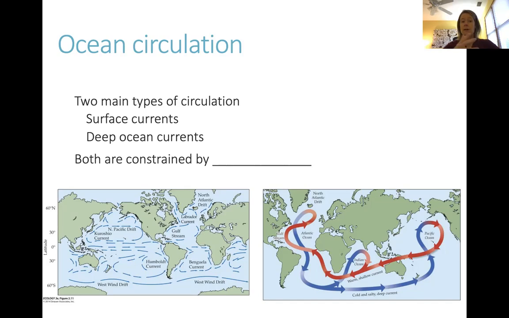Both are constrained by blank. This is where I'd ask you if I were in class, but no one's on the other end of this right now. So both are constrained by land masses or continents. Obviously, the surface circulation is constrained by continents. There's no ocean on the continents, so the water can't circulate on the continents. So that's pretty straightforward. Hopefully that makes sense. So we're hemmed in in ocean circulation by the big land masses, really.